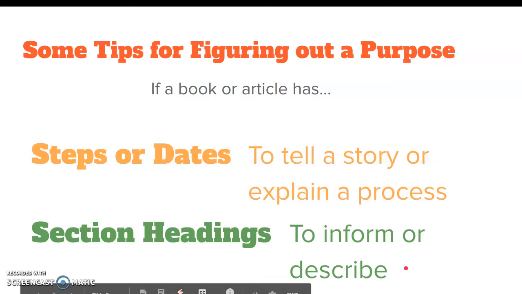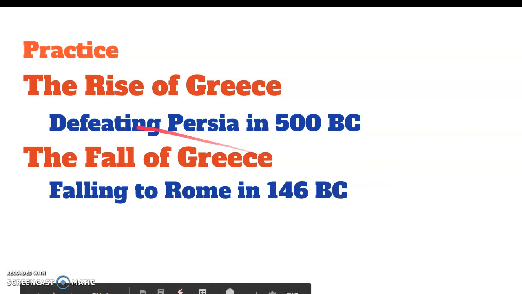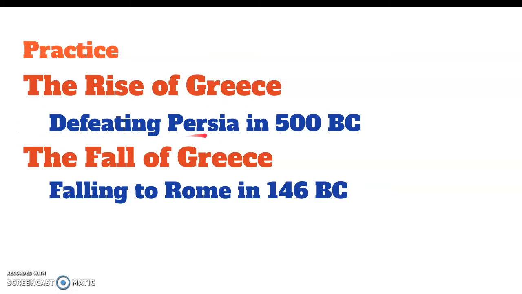Let's do a little bit of practice. So this first one, I'll help you out with. The rise of Greece is our first heading, and underneath that, we have a subheading that says defeating Persia in 500 BC. Okay, you'll notice here we've got a date. Let's go down a little bit. We've got another date down here. So just by looking at these two things, we can guess that the purpose of this is to tell us a story, because it has dates.